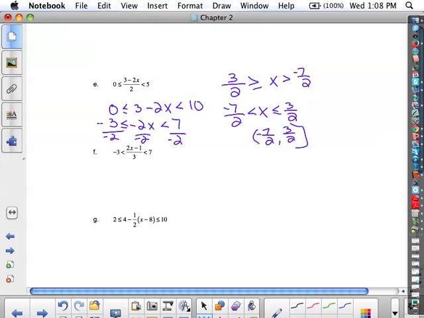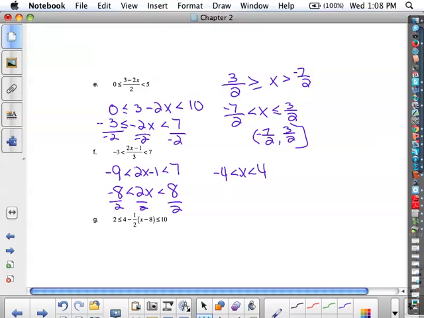Part F, again, I'm going to multiply each of those 3 regions by 3. That gives me a negative 9 is less than 2x minus 1 is less than 7. Add the 1, so I have minus 8 is less than 2x is less than 8. Divide by 2. And I'll have minus 4 is less than x, which is less than 4.